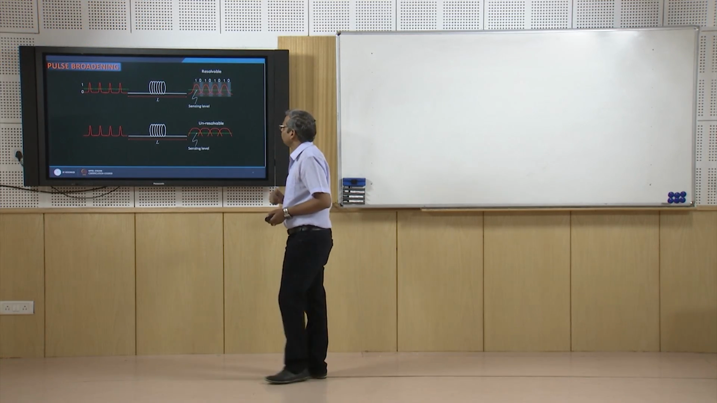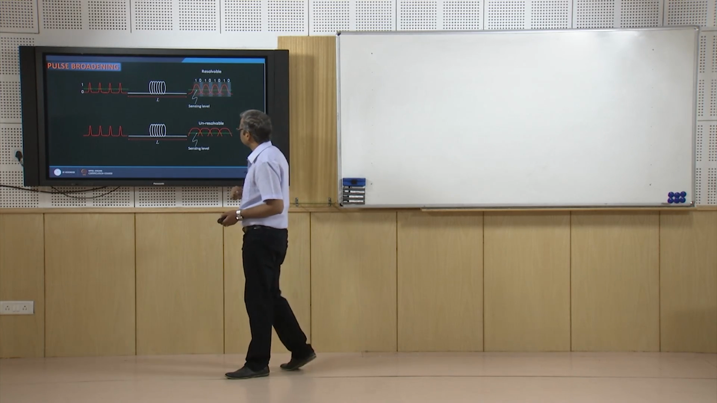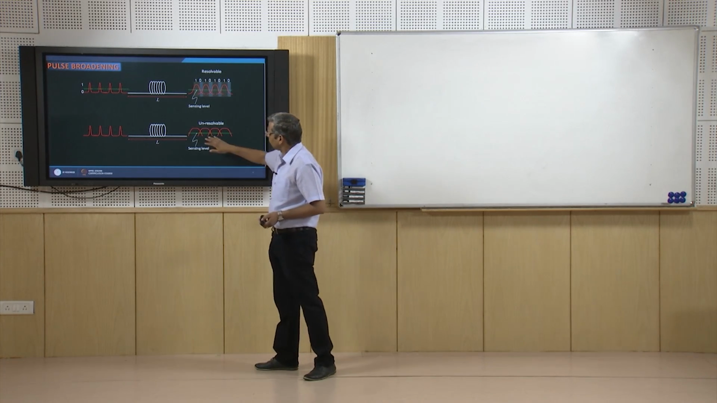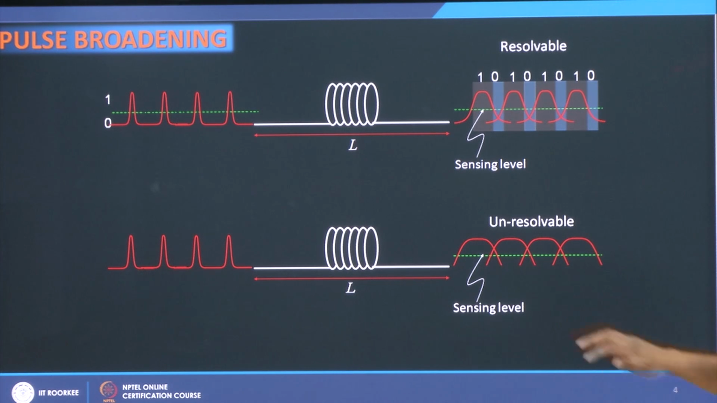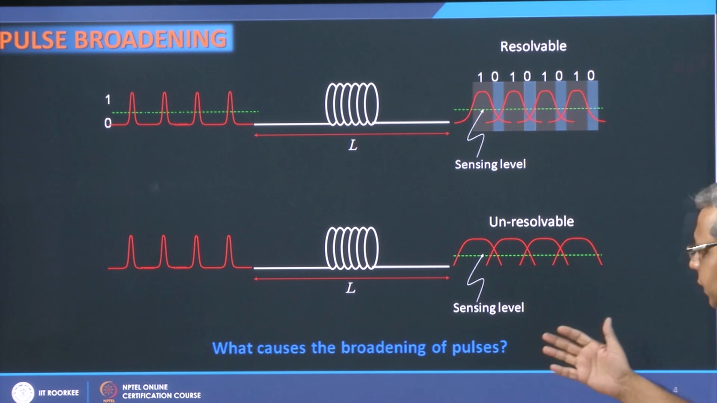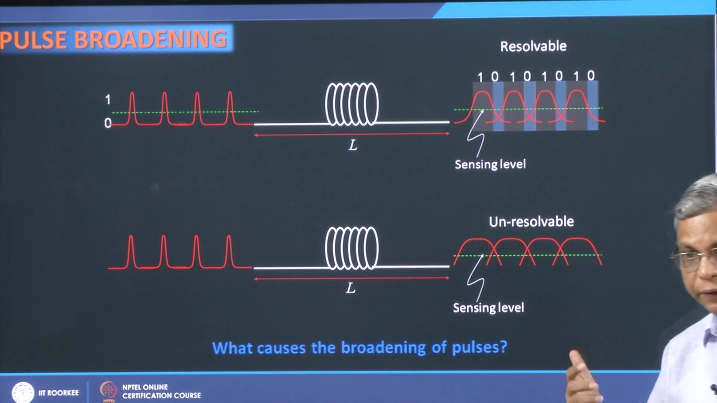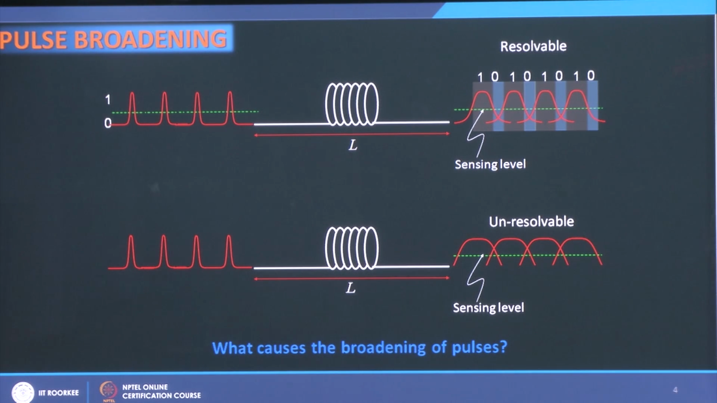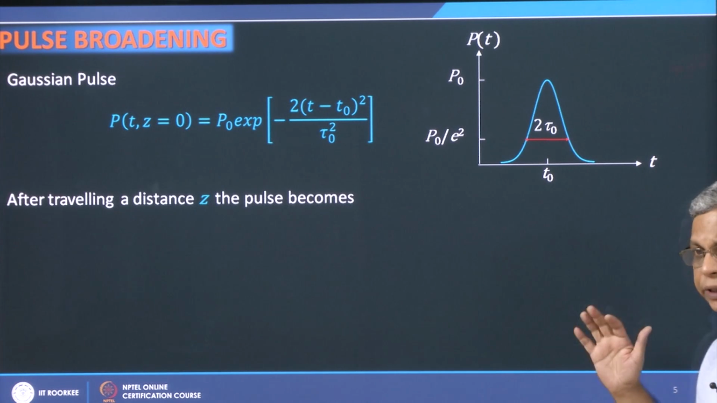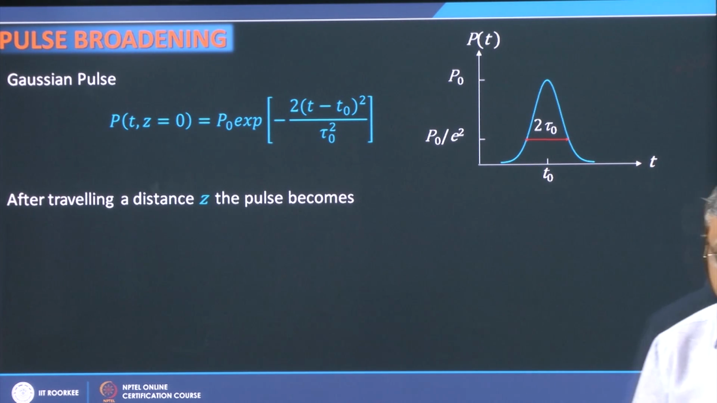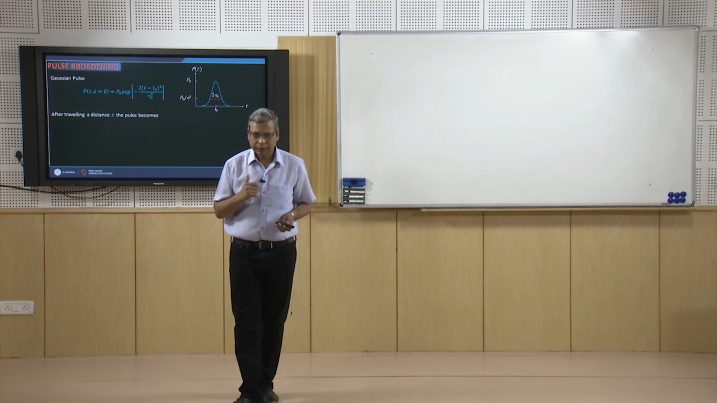While if the broadening is much larger than this, then the pulses will overlap and everywhere I will see 1. I will lose my zeros here and I will lose the information which I want to retrieve at the output end. The question is what causes the broadening of these pulses so that we can take care of this. For that, let us first look at the shape of pulses, what kind of pulses we are talking about, and the most popular shape of the pulse is Gaussian.